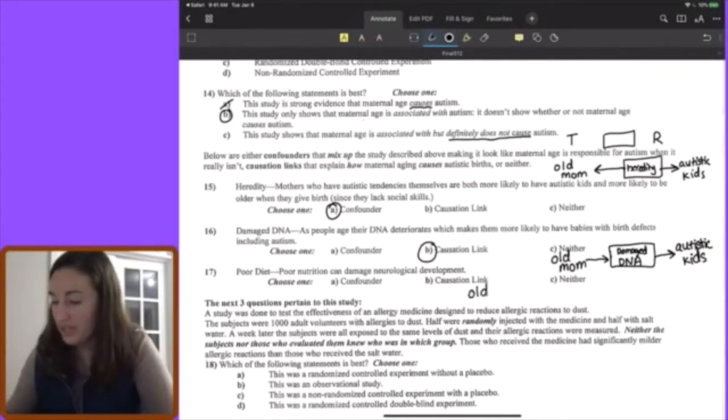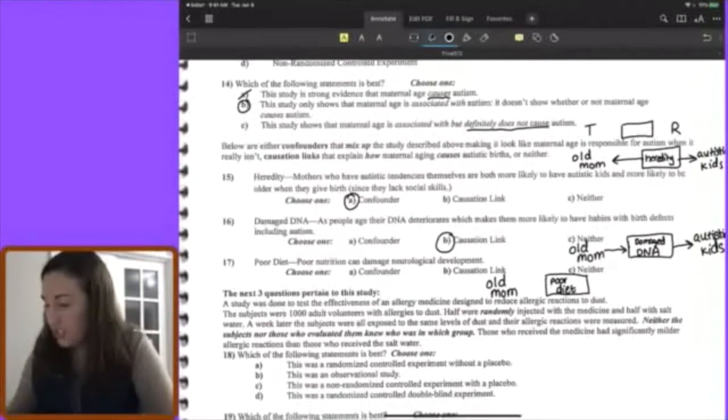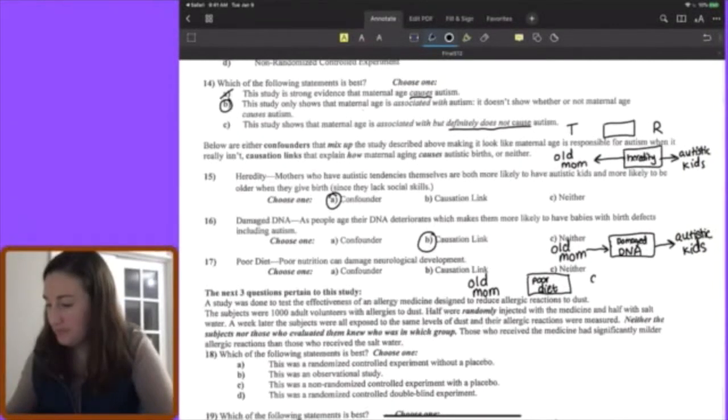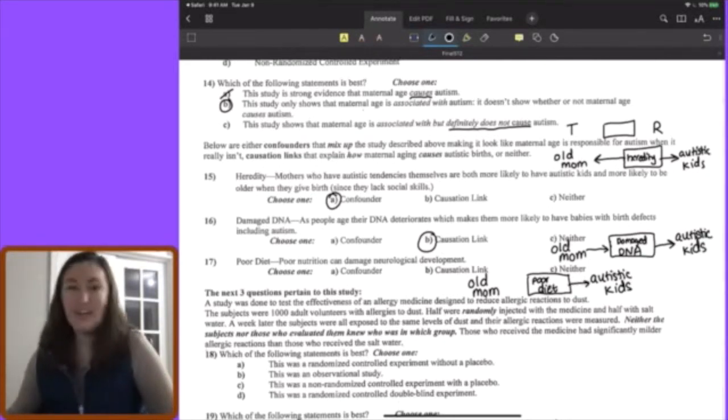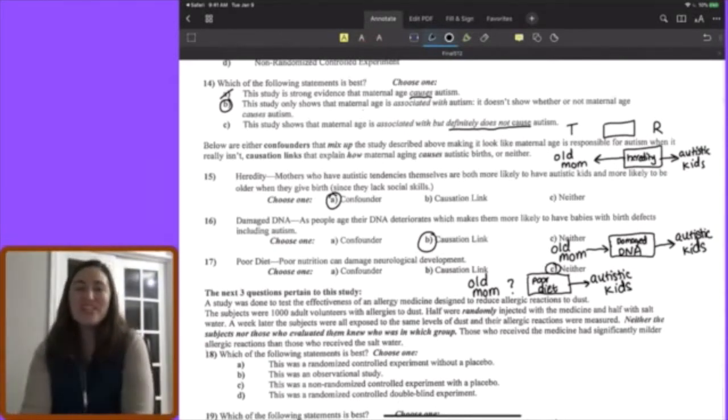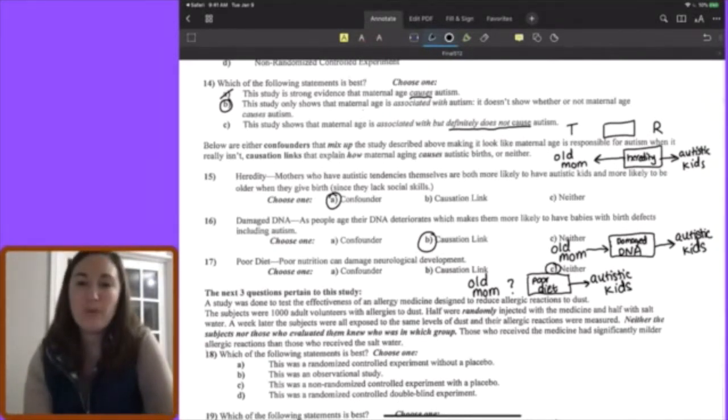So again, we can make our diagram. We have our treatment, the thing that we're looking at, which is poor diet, and then our response, which again is the same, autistic kids. And this is saying poor nutrition can damage neurological development, so maybe it's saying that could lead to having an autistic kid, but it doesn't mention anything about age, so I'm going to say this one is neither. So hopefully the example in the final is pretty straightforward.